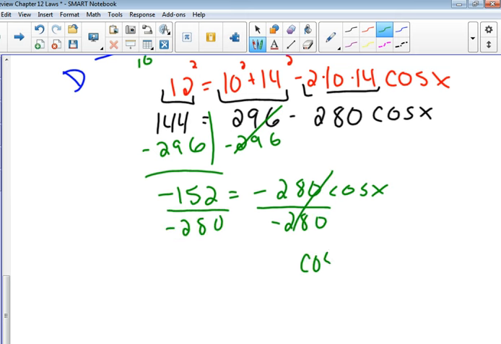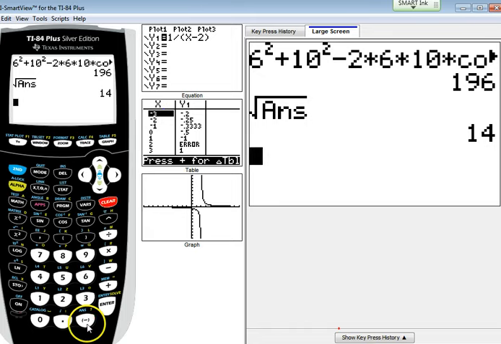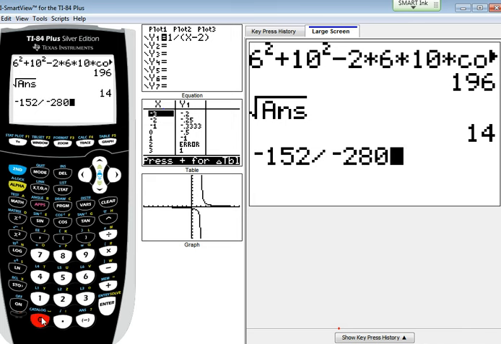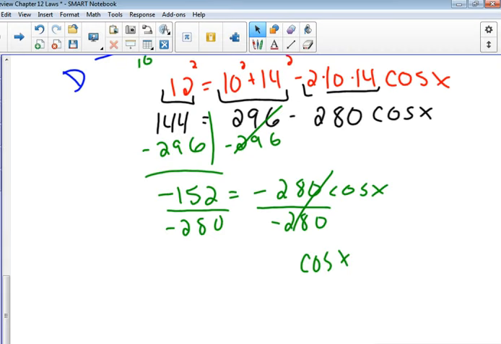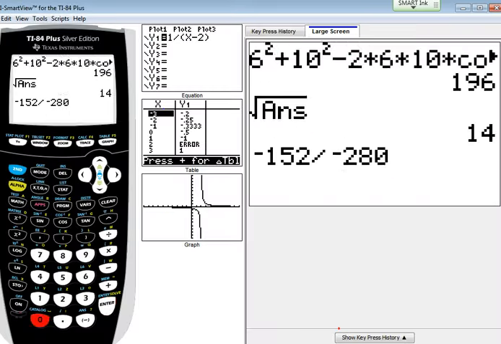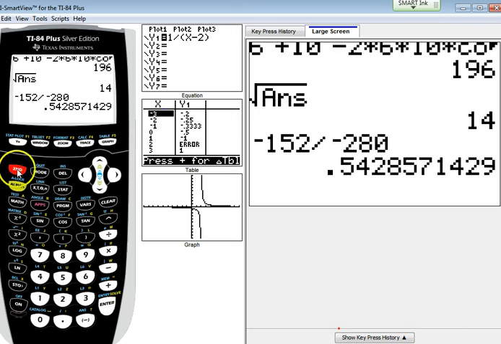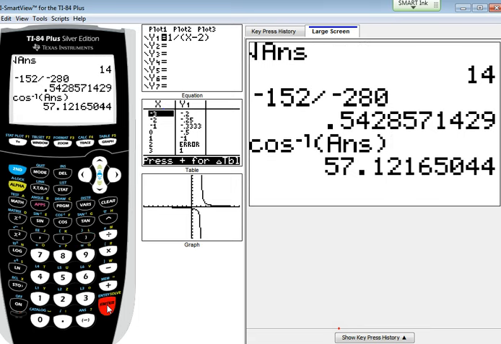So cos negative 152 divided by negative 2. Yes, there we go. Alright, and then you guys have to hit second cosine, and then put your answer in. Remember, missing a degree, so you have to use that second function key. Should we get 57?